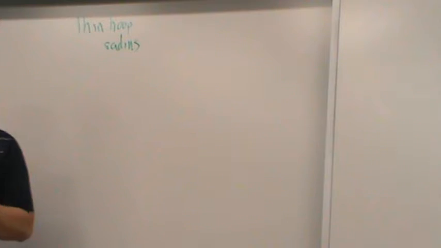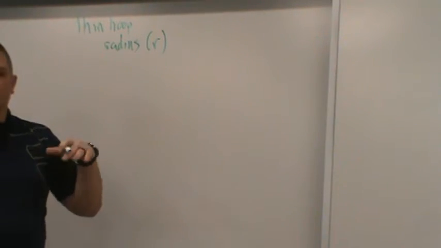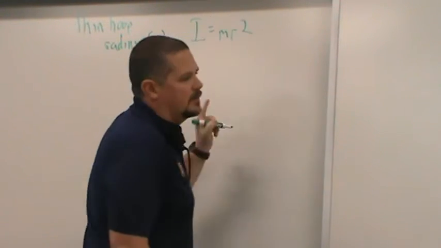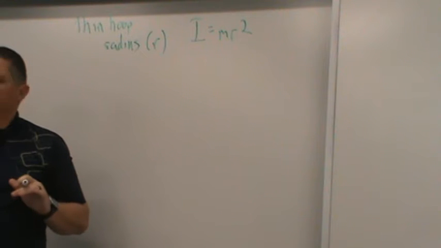So, hoops, we're going to have a radius. We're working with a thin hoop and we're trying to find the inertia. Our formula stays true to what we just wrote down: I equals mR squared.